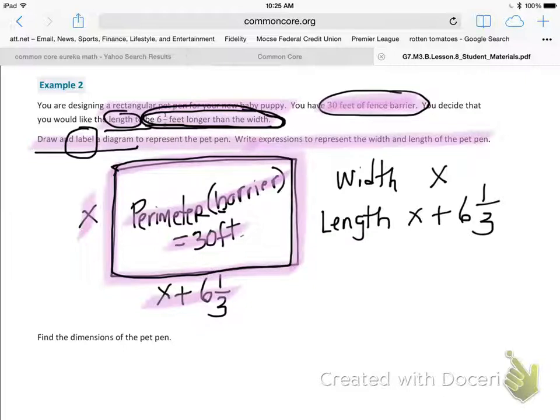All right, and over here I wrote the expressions. Width was x, and length was x plus 6 1/3. So now, using those expressions and the perimeter length, go ahead and find the dimensions of the pet pen. I want you to find the dimensions, and those dimensions in this case are width and length. So go ahead and do that.